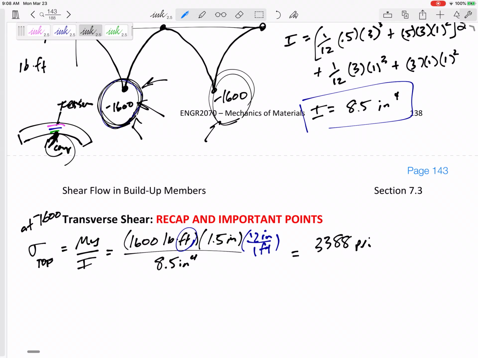Is this tension or compression? The way that I do this, I would give it tension or compression myself, depending on positive or negative moment. This is a negative moment. Negative moment is a frown. At the upper half of a negative moment, the bending stress would be tension. This would be in tension. So that is the maximum tensile bending stress.